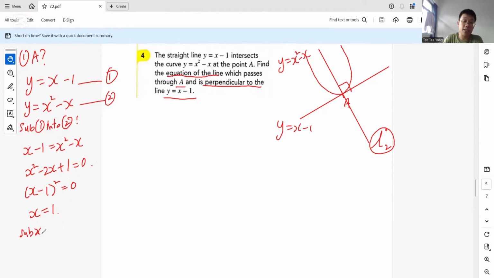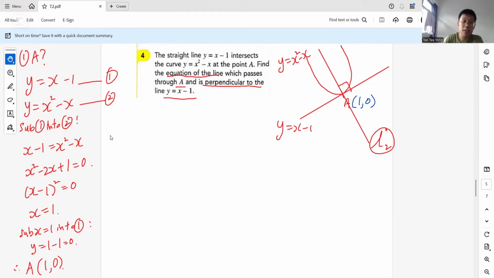So I need to sub x equals 1 into equation 1. So y is equal to 1 minus 1 equals 0. Therefore, my A coordinate is (1, 0). So now I can fill in this. Let me write in blue. So this A is (1, 0).